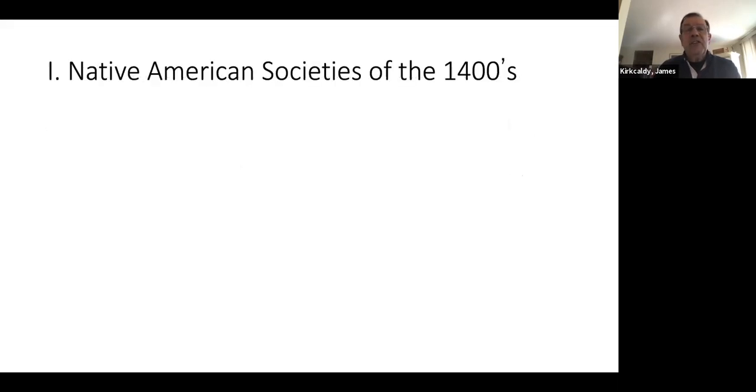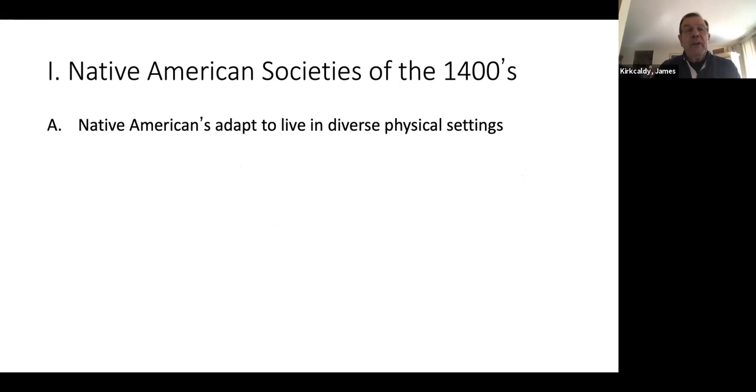Native American societies in 1400. Native Americans adapt to live in diverse physical settings. They found ways to adapt in the cold, what today is Canada, and to the sweltering jungles of the Amazon, okay?